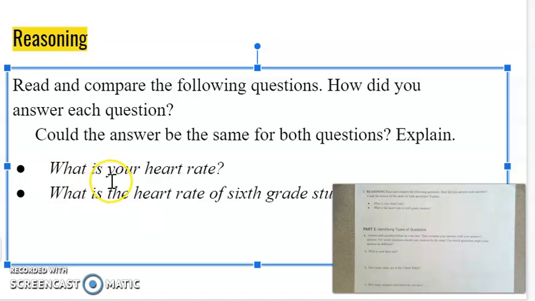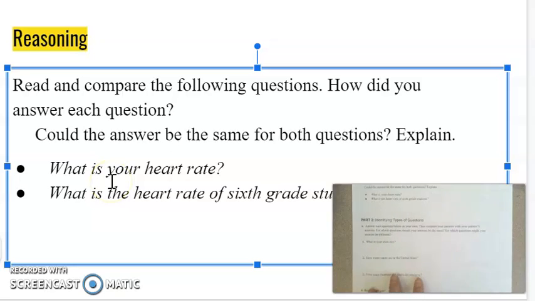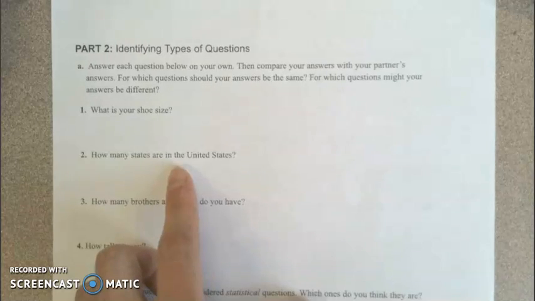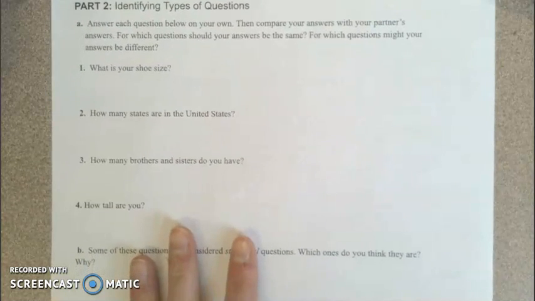So in part 2, looking at your sheet here, it says to answer each question below on your own. So number 1, what is your shoe size? Go ahead and fill that in. Number 2, how many states are in the U.S.? Number 3, how many brothers and sisters do you have? And number 4, how tall are you?